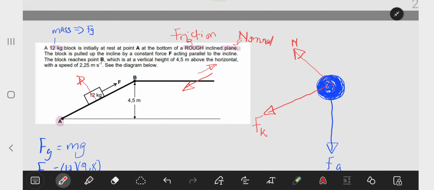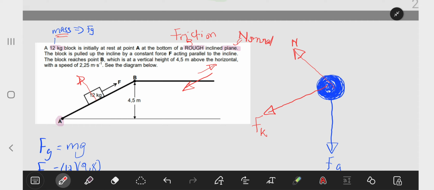So we have identified three forces already. At 12 kg, we have mass, so we have identified gravitational force. Initially at rest at point A at the bottom of a rough, then it means there is friction. And inclined plane, the fact there is a plane or a surface, we have normal force also. Then they continue to say the block is pulled up, which means if the block is moving upward, now it gives us the direction of the friction: the friction will move down the incline.